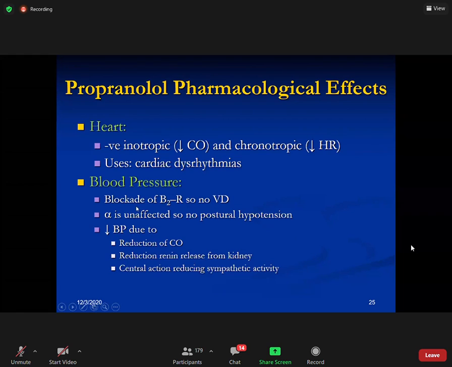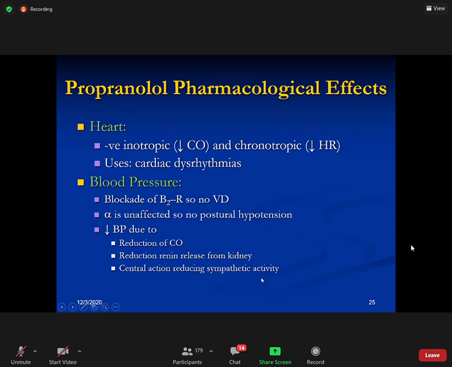Blood pressure now. Blockade of beta-2, this is the way he answered it. We don't have any more vasodilation. The alpha-1 is unaffected, so no postural hypotension. At the end, we still have a decrease in blood pressure, okay? Due to reduction of cardiac output, reduction of renin release from the kidney, and central action reducing sympathetic outflow. So sometimes we might give it to decrease blood pressure, but it's not the first line.